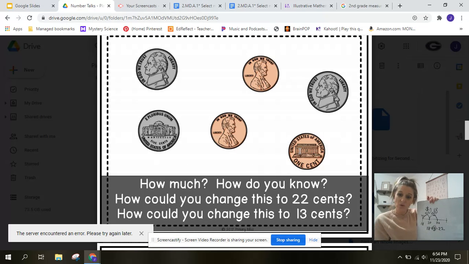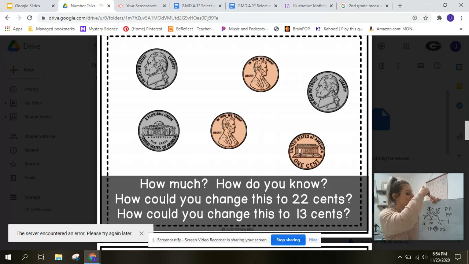Is there any one coin that is worth 4 cents? No. So what are we going to put there? Okay, we're going to have to add another 4 pennies. That's the only option, right? To get 4 cents, you have to do 4 pennies. That's what we would need to add there. Great thinking. Let's do another one.